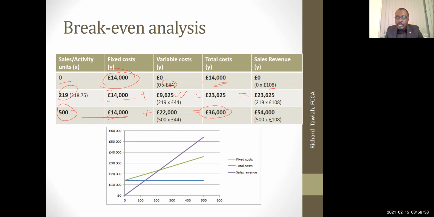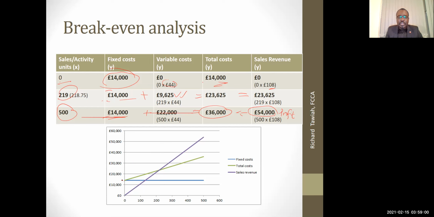But revenue then will also shoot up. So at 500 units we sell, given a selling price per unit of 108, realize that we'll get a good amount of sales. Knock them off, and you'll surely make a profit. So you can simply plot this on the graph.